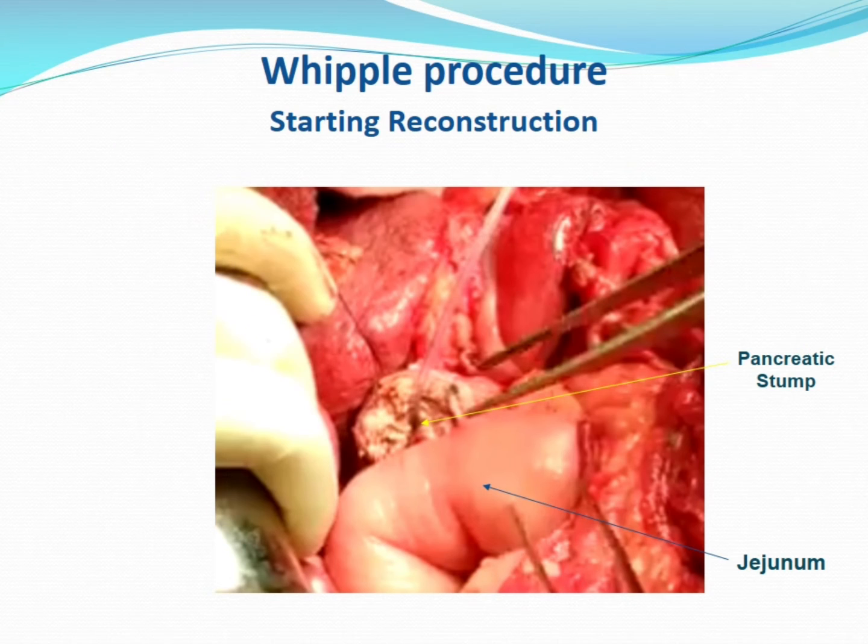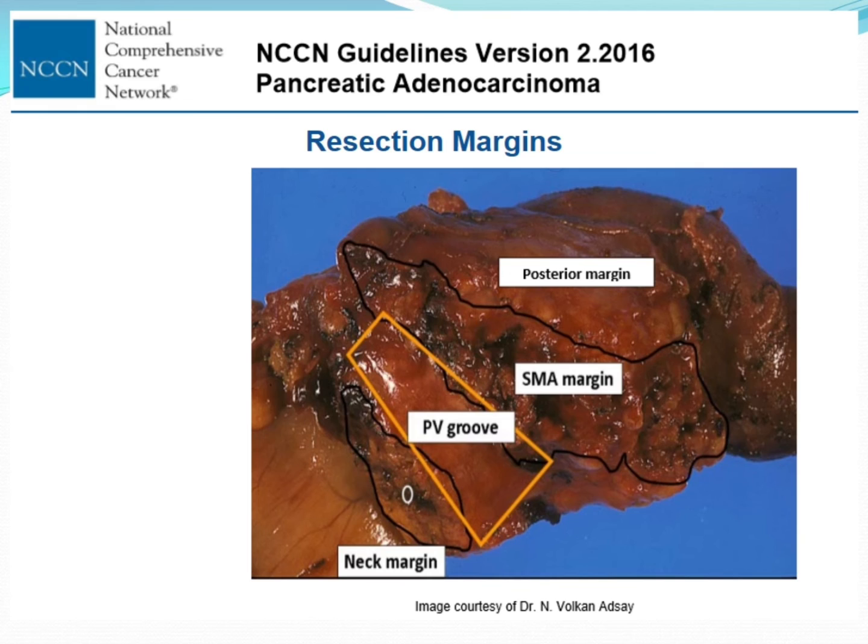We have to follow the National Comprehensive Cancer Network guidelines as regards the resection margins, and the resection margins should be free. Here, the important resection margins include the pancreatic neck resection margin, the portal vein groove margin, the superior mesenteric artery margin, and the posterior margin. And we have to follow the NCCN guidelines regarding the resection margins.